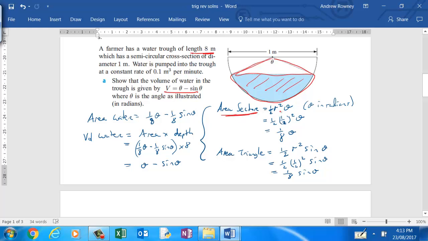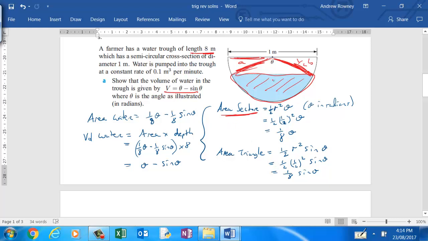You'll always be given that as a formula. Theta is in radians. Now the radius is a half, because the diameter is 1, so that means the radius is a half. That's a radius, that's a radius, and that's a radius. So it's a half squared, so that comes out an eighth of theta. The area of the triangle is half AB sine theta, where that's A and that's B. In this case, A and B are both a half, so it's a half times a half times sine theta. So that's an eighth sine theta.